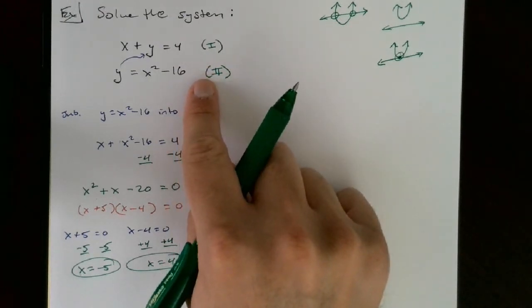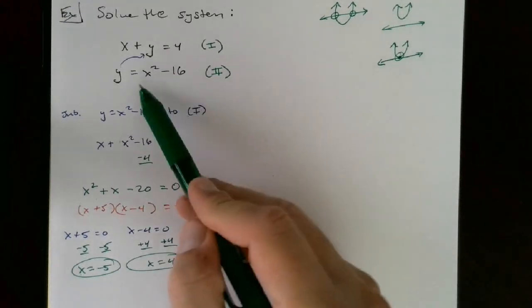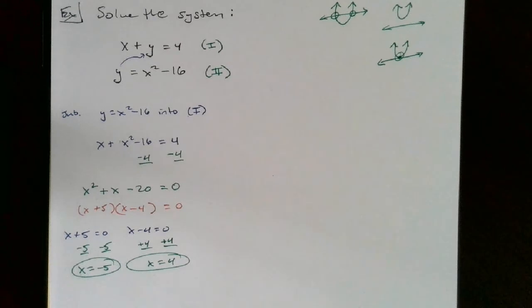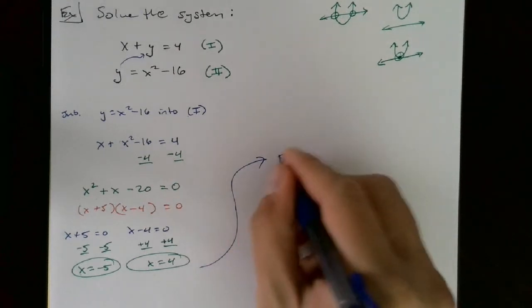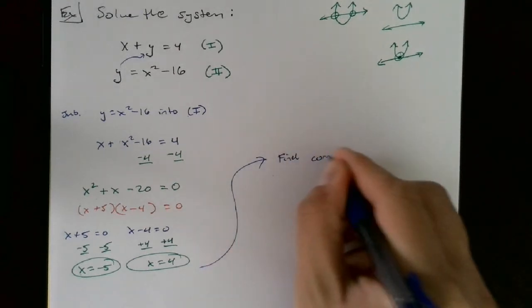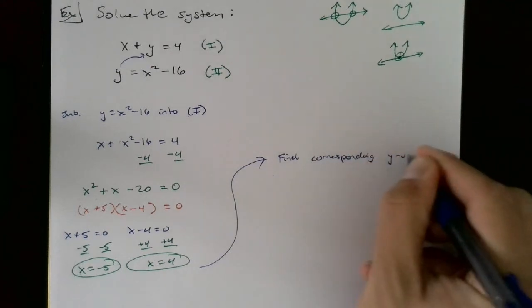And how do you find the y values that go with it? Well, the corresponding y values you either sub into equation 1 or equation 2. It doesn't really matter. But what you need to do at this point is, all right, now that we've done this, we're going to find the corresponding y values.